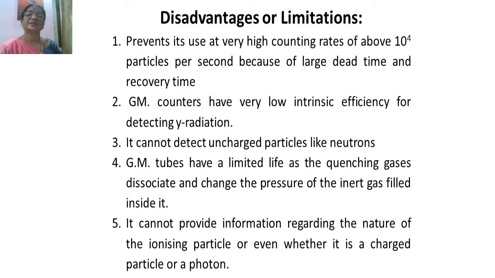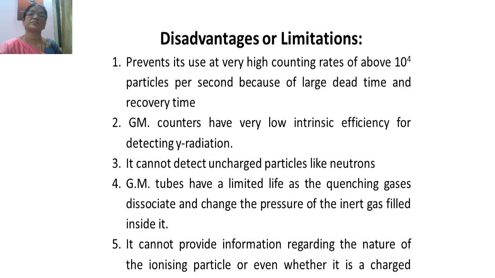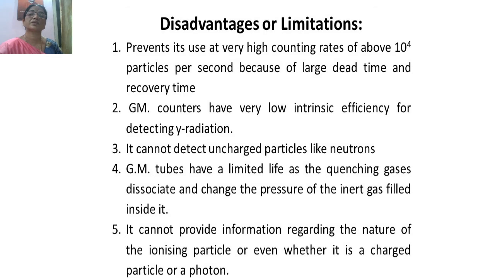Now, what are the disadvantages of the GM tube? Let us see. The disadvantages are, it prevents use at very high counting rates of about 10 to the power of 4 particles per second because of the large dead time and recovery time.